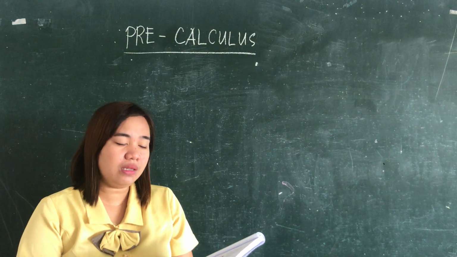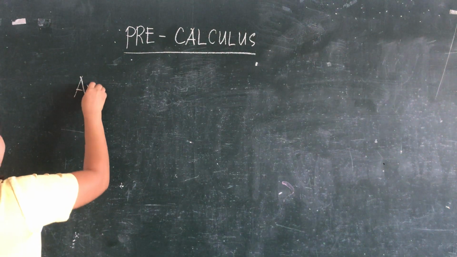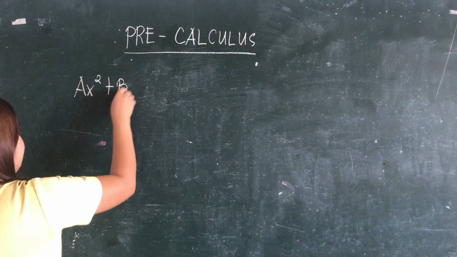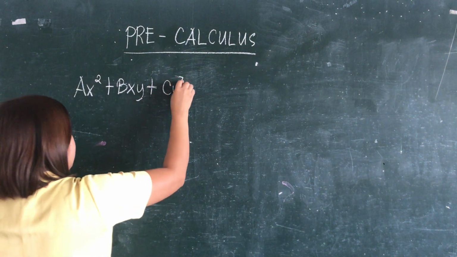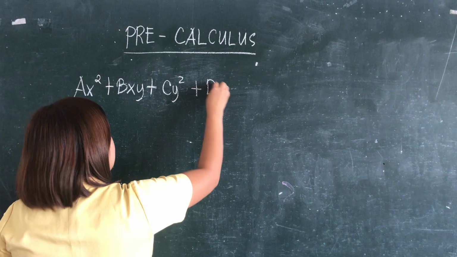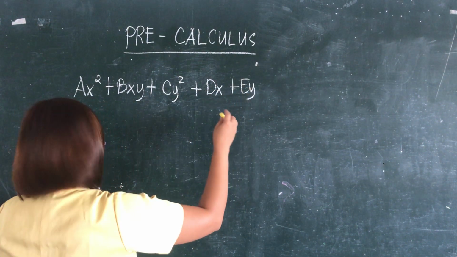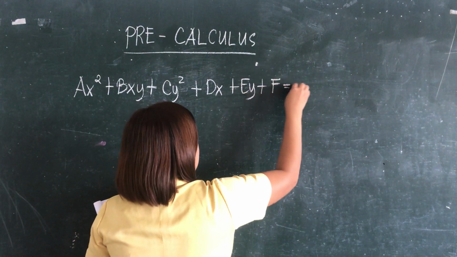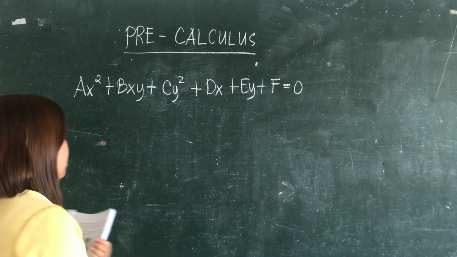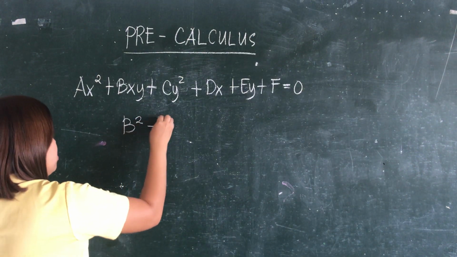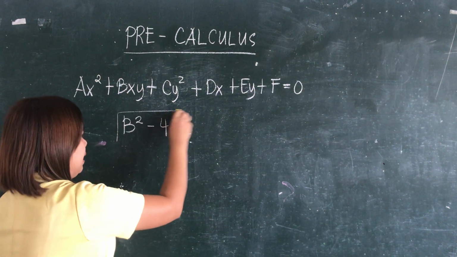The graph of the second degree equation of the form ax squared plus bxy plus cy squared plus dx plus ey plus f equals 0 is determined by the value of b squared minus 4ac, also known as the discriminant.